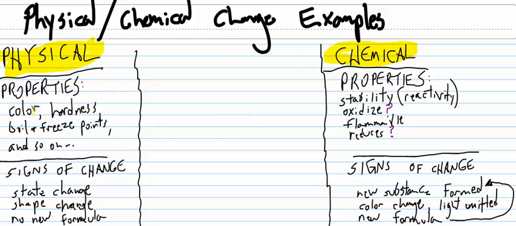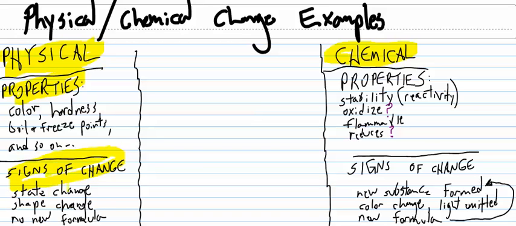Physical properties are things you can observe without changing the substance into a new substance. Things like color, hardness, boiling and freezing point. There are many others. So just things that you can observe without changing the chemical into something else. Signs of a physical change.